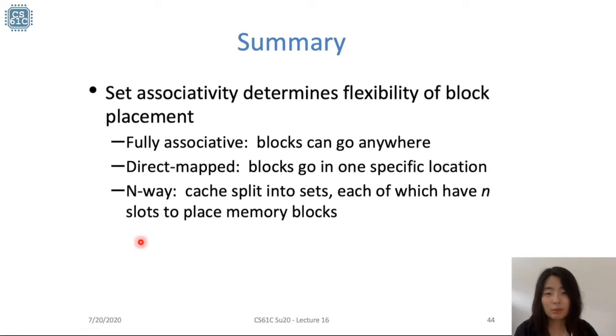To summarize, we talked about fully associative cache, where the block can go anywhere, a direct mapped cache, where the block can only go into one specific location in the cache, and ended with Set-Associative cache, which is a compromise of fully associative and direct mapped. So the cache is split into sets, and each set will have n slots to place memory blocks. Because with n-way Set-Associative cache, we only need to look up one set at a time, it saves lookup time. And because we have multiple slots available in one set, it makes it difficult to fall into the ping-pong effect that direct mapped cache suffers.